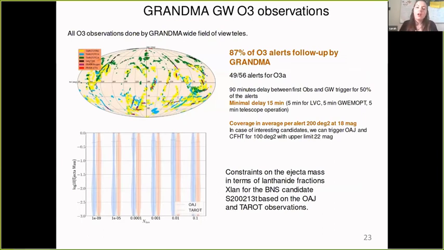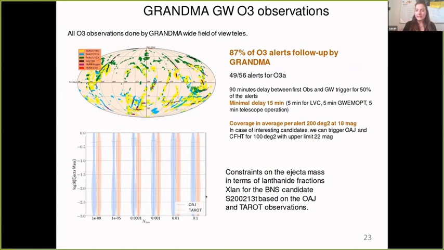For now, we practiced with GRANDMA for the first time in O3, when we observed 90% of the O3 alerts. So it is, as I said, one of the most active networks and astronomical communities in O3. We really focused our objective on promptly observing. So we observed up to 50 minutes after the gravitational alert, and we were able to scan per alert around 200 square degrees. This is all our observations that we made during O3.